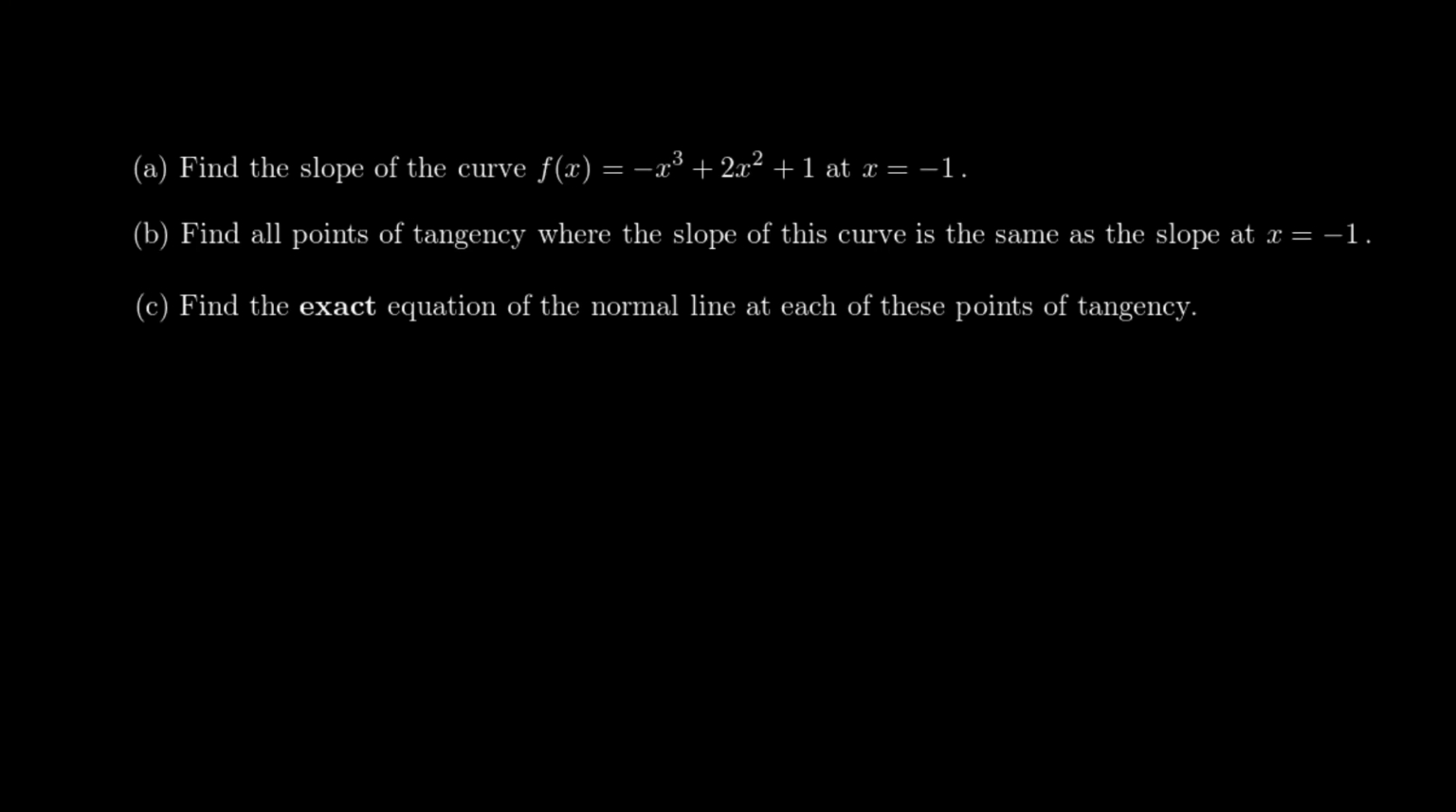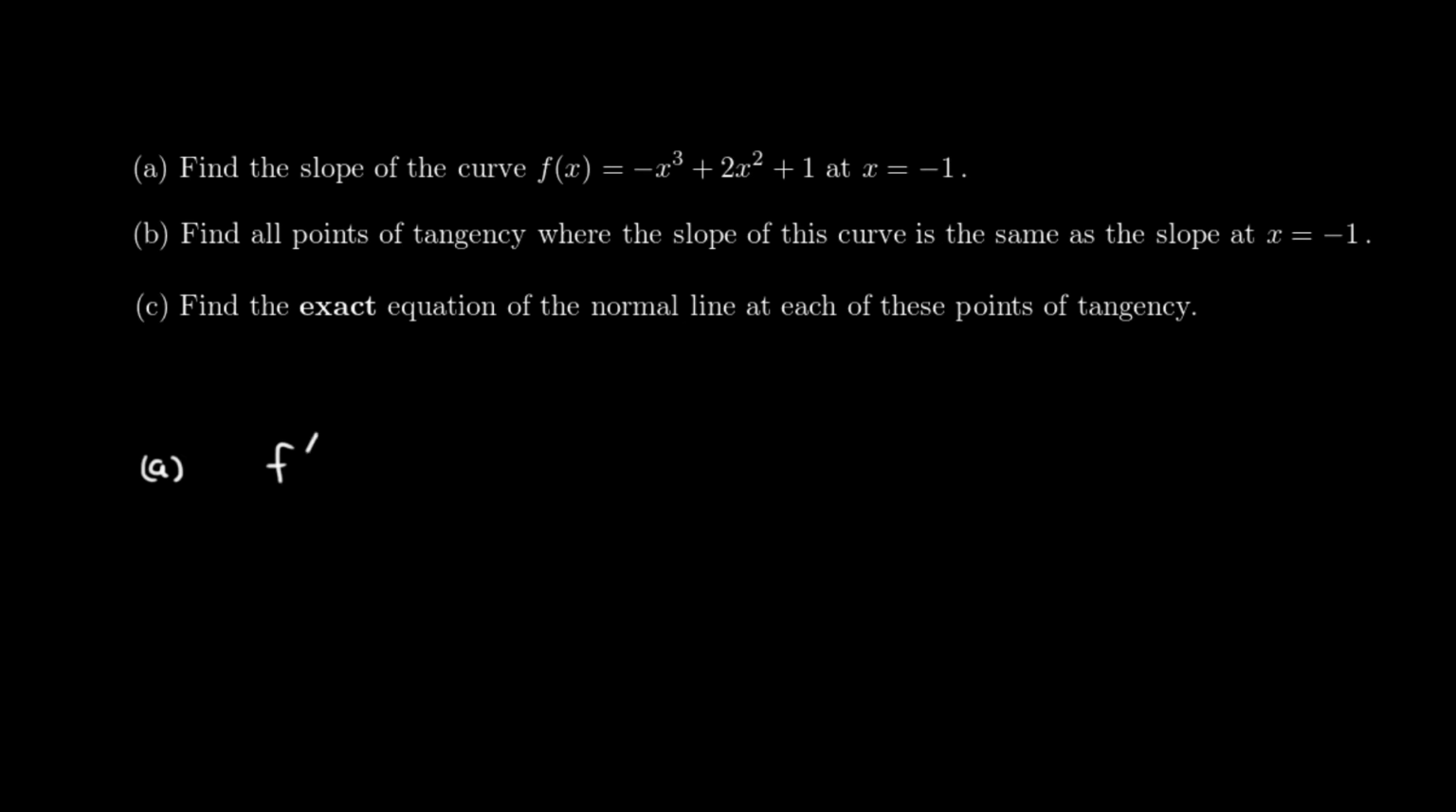Okay, it's a three-part question. So part A is find the slope of this curve at x equals -1. So let's worry about that first. We're going to need this information to carry on anyway. So to find the slope of a curve, hopefully at this point, you're just going to differentiate your function.